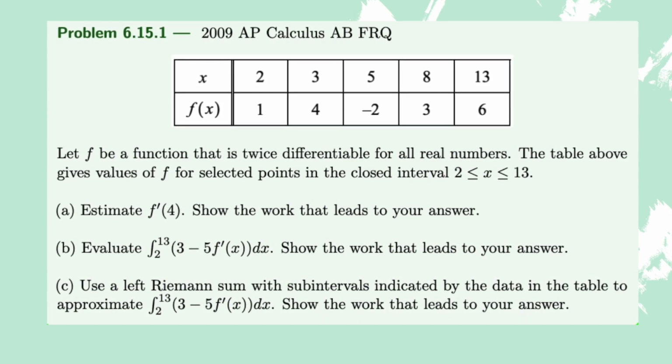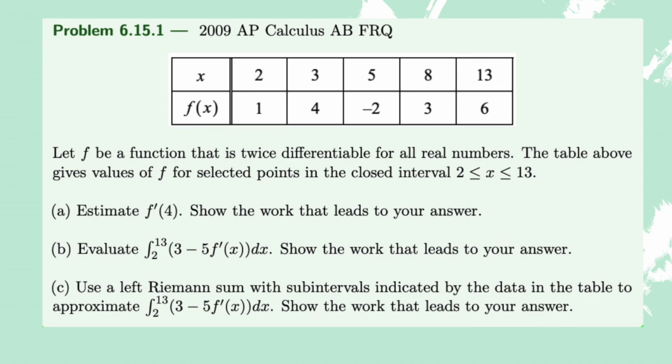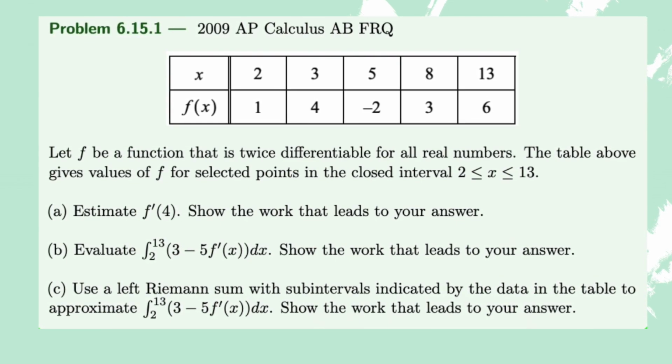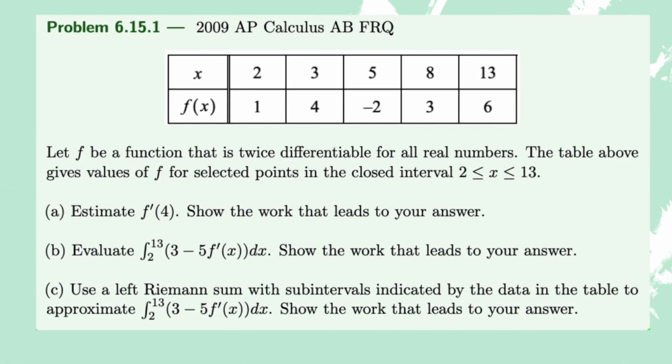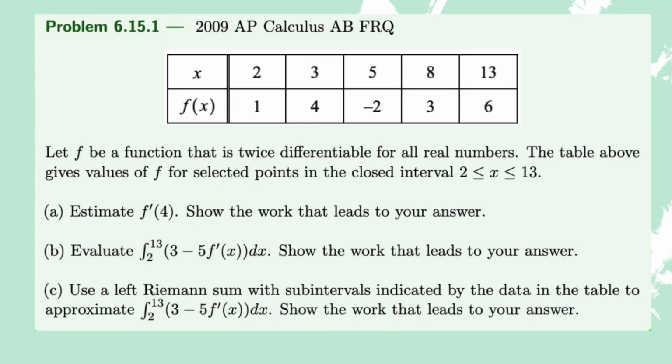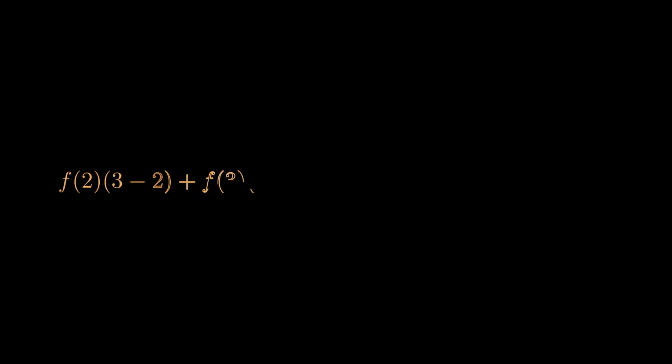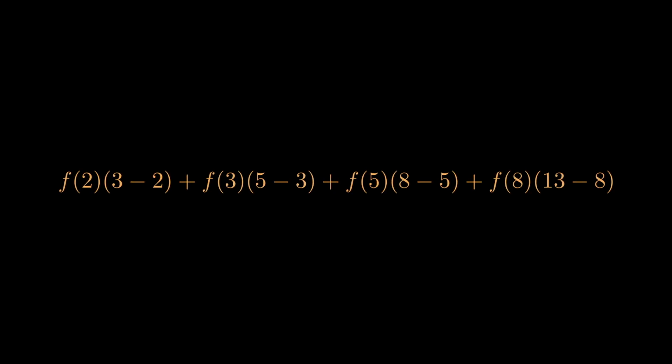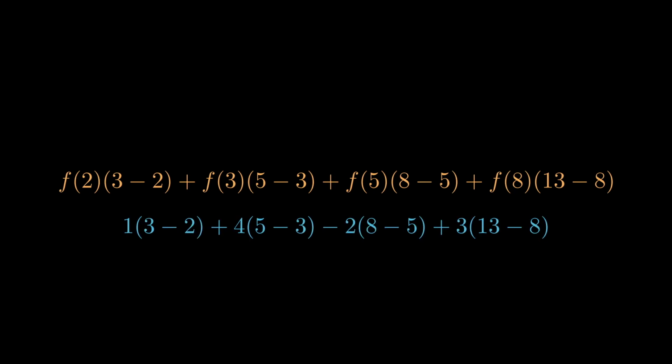So basically the first rectangle will be from x equals 2 to x equals 3. The second one will be from 3 to 5. The next one will be from 5 to 8. And the last one will be from 8 to 13. And since this is a left-hand Riemann sum, f of 2 will be the height of the first rectangle, f of 3 will be the height of the second one, and then f of 5, and then f of 8. So using left-hand Riemann sum, I can get f of 2 times 3 minus 2 plus f of 3 times 5 minus 3 plus f of 5 times 8 minus 5 plus f of 8 times 13 minus 8.